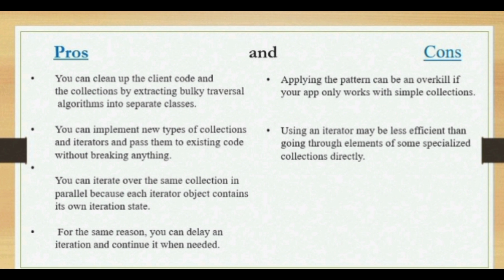The next point is you can iterate over the same collection in parallel because each iterator object contains its own iteration state. And the last point is for the same reason you can delay an iteration and continue it when needed. So for the same reason as we talked about, you can iterate over the same collection in parallel, and this is also the same reason that we can delay an iteration and continue whenever we want. Okay, thanks.